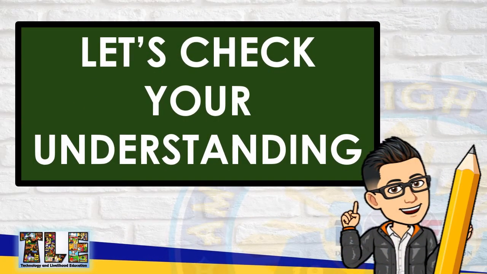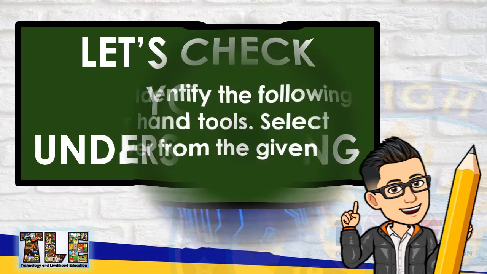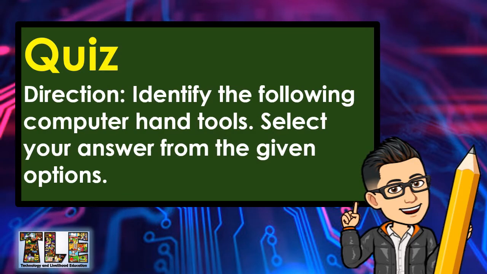Now, let's check your understanding. Direction: identify the following computer hand tools. Select your answer from the given options. For every item, you will be given 10 seconds to answer. You may write your answer on a one-page sheet of paper, and afterwards, you're going to check your answer for self-assessment. So let's start.